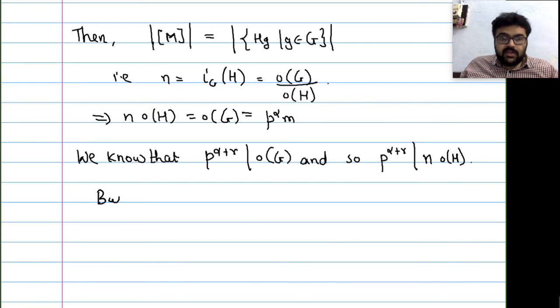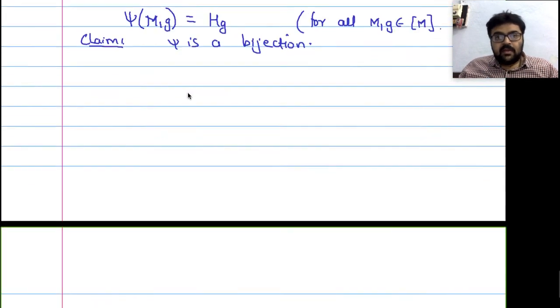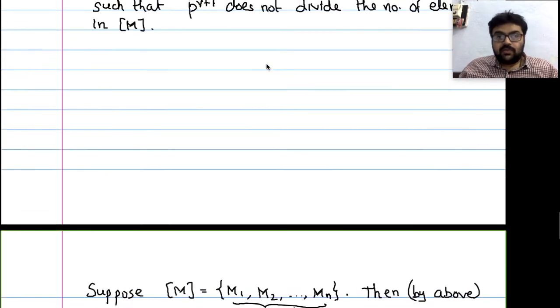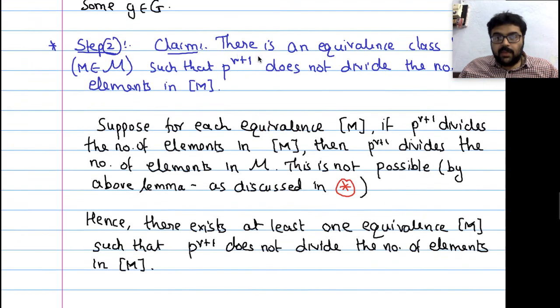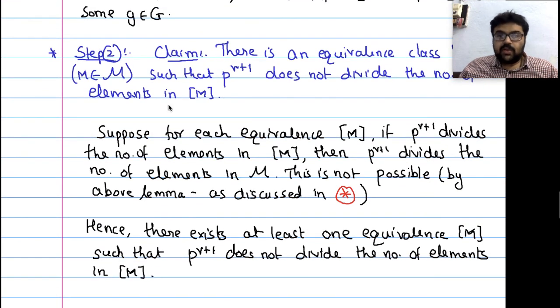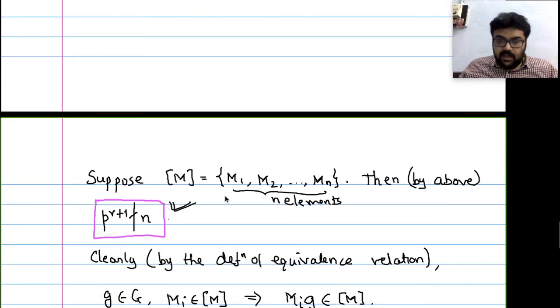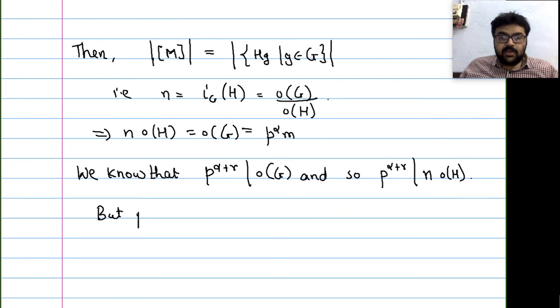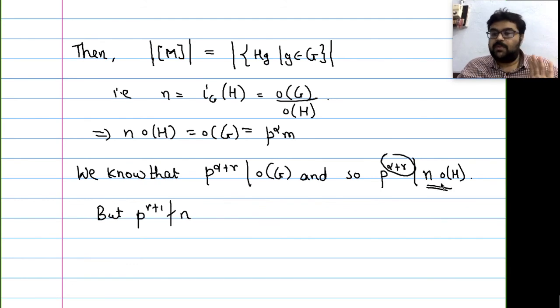But what is the relation between powers of P and n? See, we have written everything. There was one equivalence class which said that P power R plus 1 does not divide the number of elements in the equivalence class. That equivalence class we called M. Suppose there are n elements, that means P power R plus 1 does not divide n. So from here, alpha plus R powers of P should come from this product.